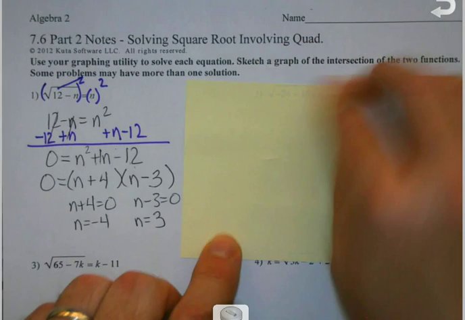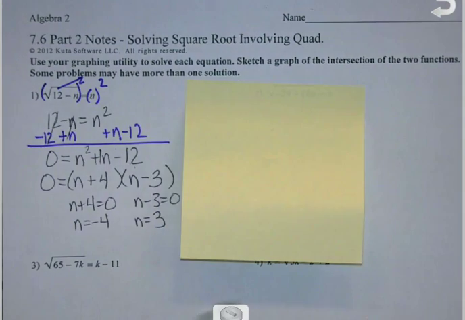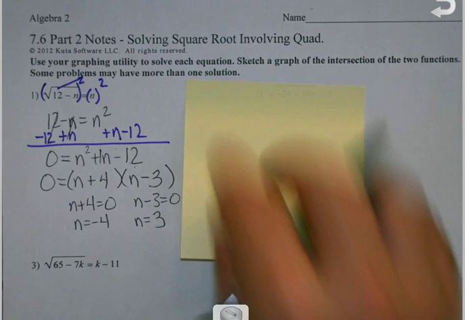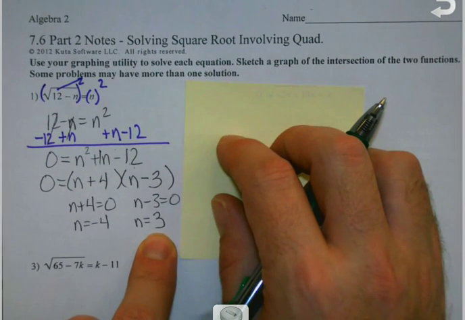I can do a little side work. I might do it in my head. I might jot it down in the blank space. It depends. But I'm going to try these out. So let's say I try the 3 out.